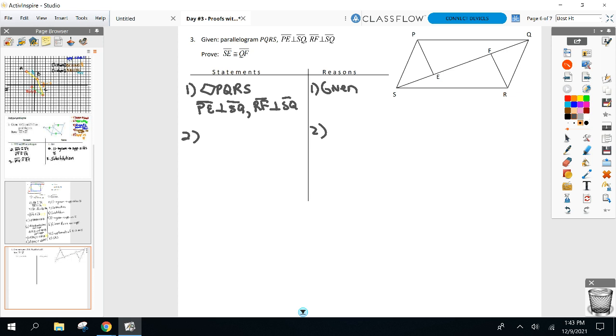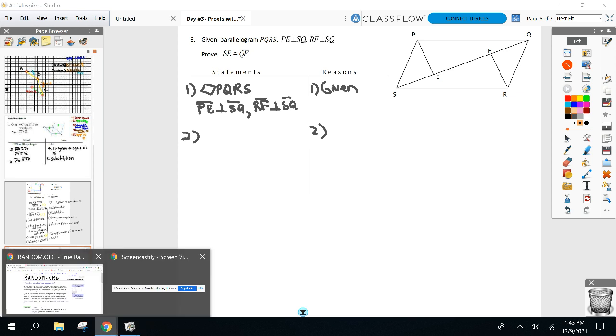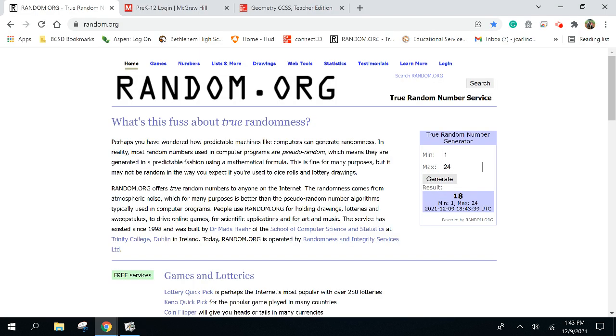All right, look at the proof statement. I got to prove segment SE and segment QF are congruent. Those aren't going to be congruent until triangles are congruent. This is a CPCTC proof. So where are the triangles I need then? Take a quick peek. What two triangles am I going to need congruent to get SE and QF? Name the triangles for me so I can highlight them up here.